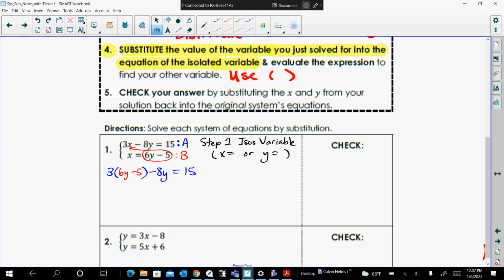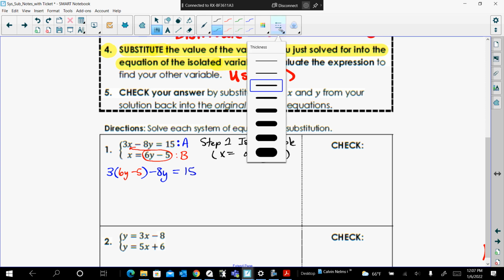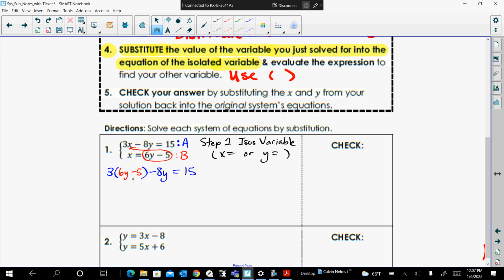Now we're going to solve it. What will we need to do first to solve this equation? Distribute, because I have parentheses. Okay, so I'm distributing the 3 times the 6y, which is 18y, minus 3 times the 5, which is 15. Then I just rewrite everything else. Minus 8y equals 15. So now we're going to solve for the variable. What are we going to need to do first here? Because we have an 18y minus 15 minus 8y.